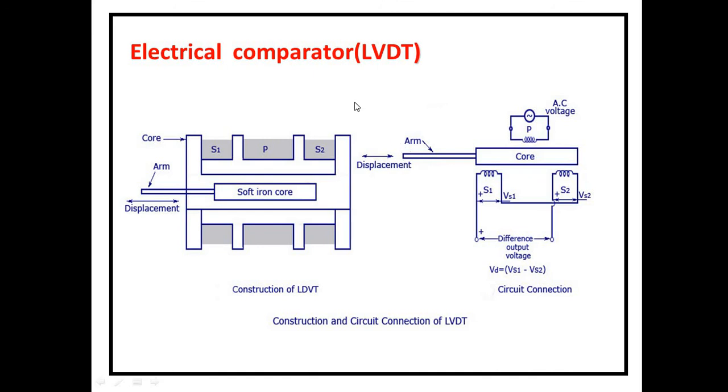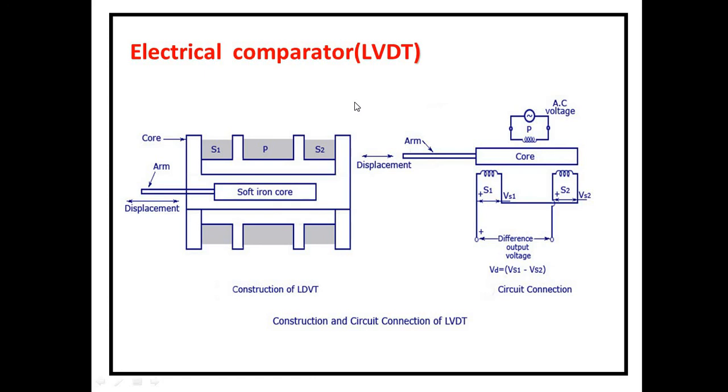So again this is the LVDT, or linear variable differential transformer. It has some advantages. First advantage, there is no physical contact between the core and the coil structure, so no question of friction. There is no need for intermediate amplification. The sensitivity of the transducer is very high. Repeatability is excellent. A good linear output is there. So these are some of the advantages.